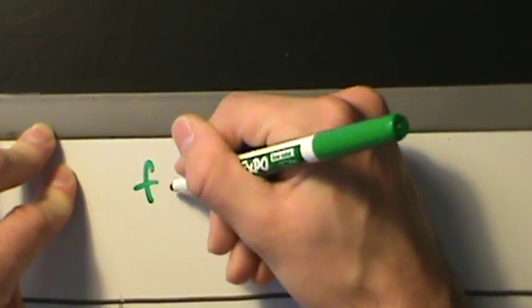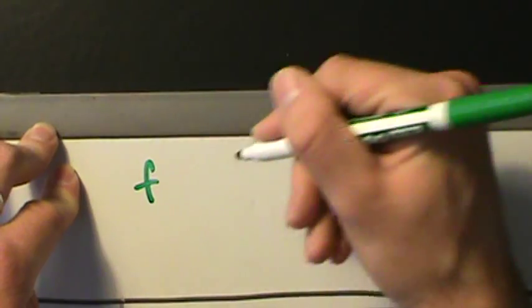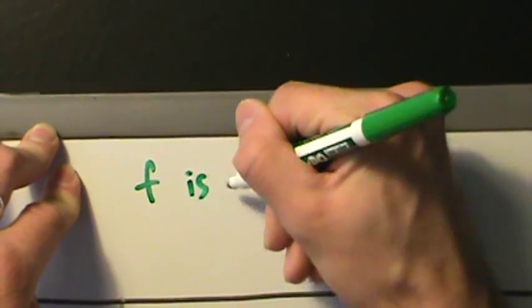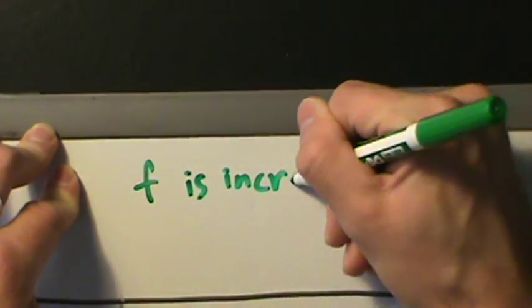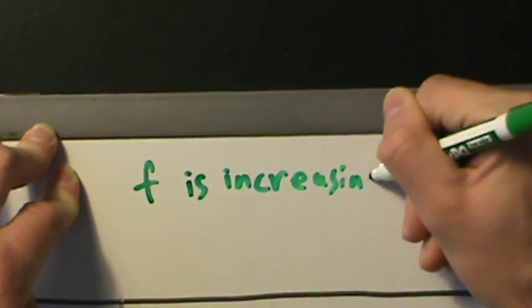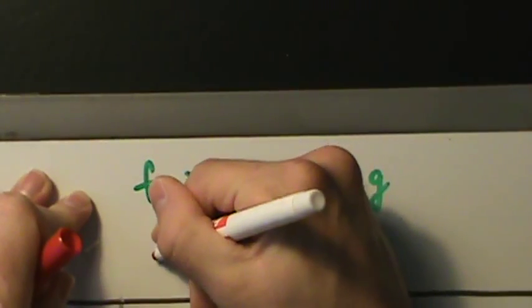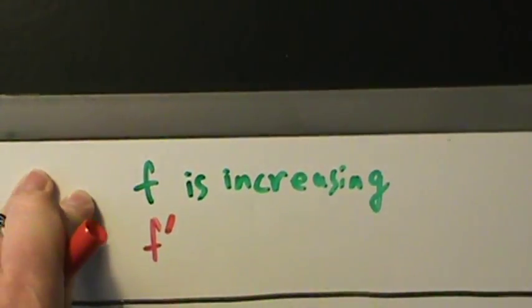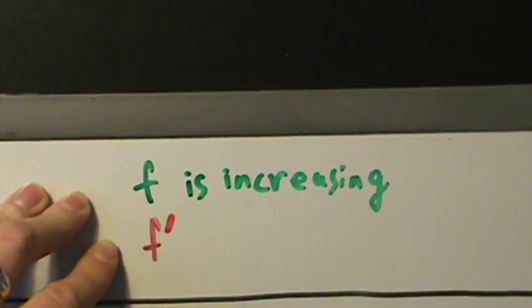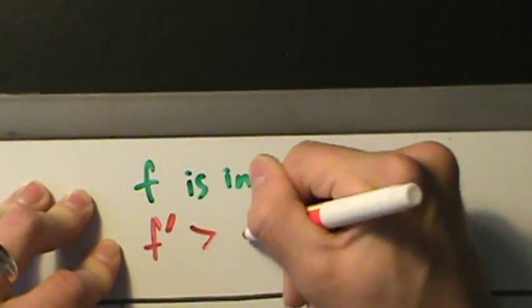And stepping back from this concavity stuff for a sec, let's recap some of the stuff we talked about in the last few videos. And then we'll see how it relates to this. So if f is increasing, what does that mean about the derivative? That means the derivative is doing what? Or we shouldn't really say doing, but if f is increasing, then the derivative, f prime, is greater than 0, right?